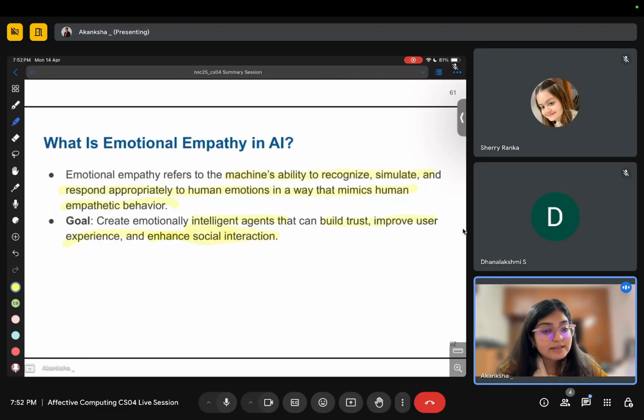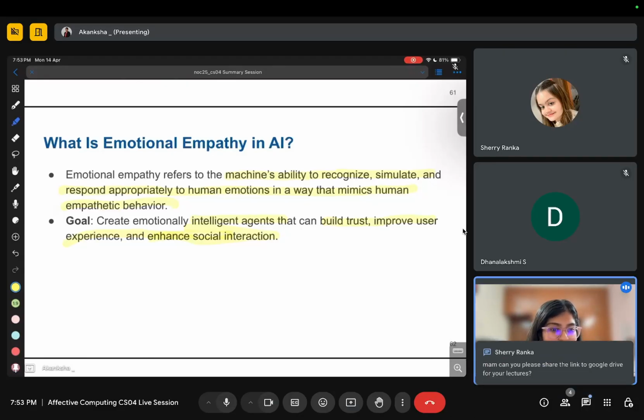So let's say a few years down the line, Alexa becomes so smart that if I say hi Alexa, it should be able to understand and say, oh hi Akanksha, why do you sound so low? Then I will feel okay, I have someone.